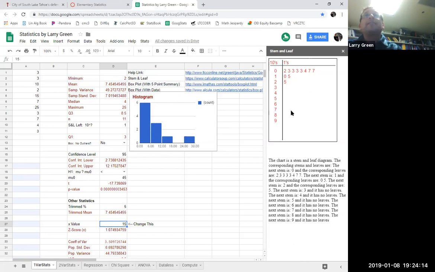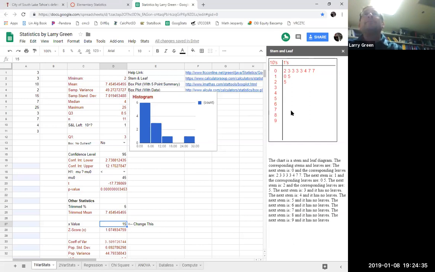The problem with the stem and leaf is, let's suppose we did this for SAT scores in America. Well, there's millions of kids taking the SAT, right? It won't fit. You're not going to get a million numbers in a little box like this. So it doesn't work for very large data sets.